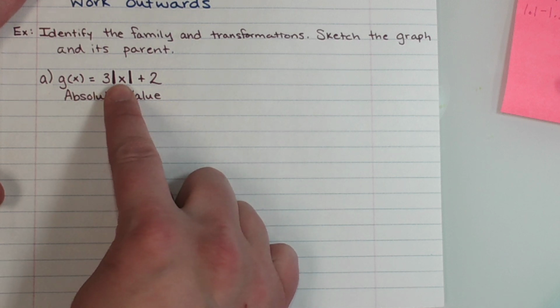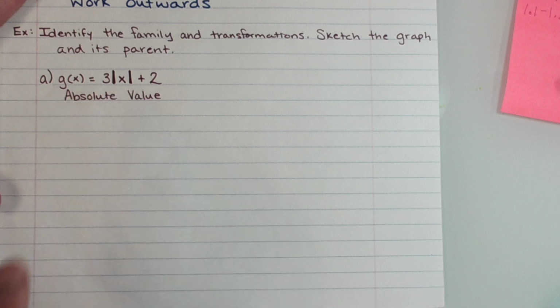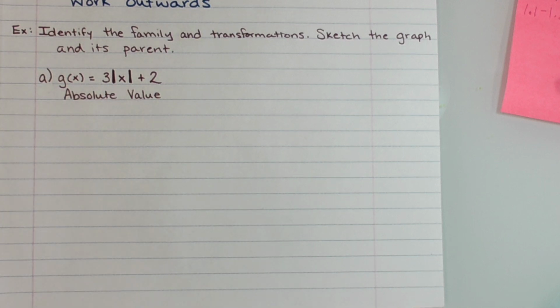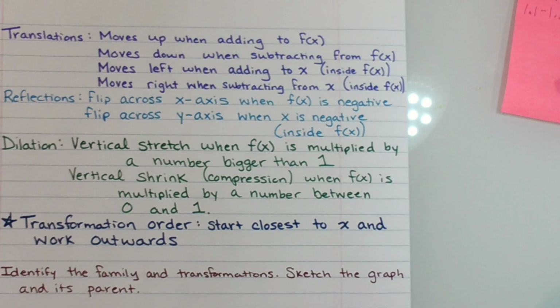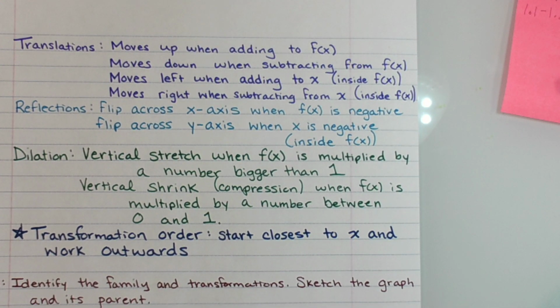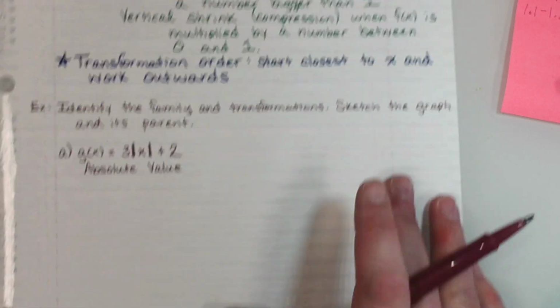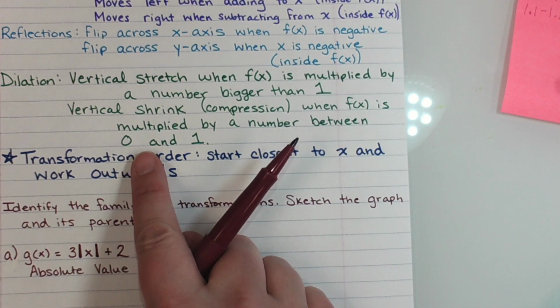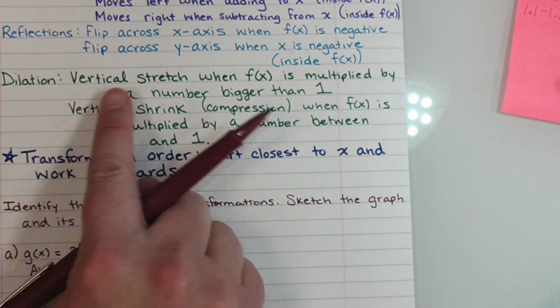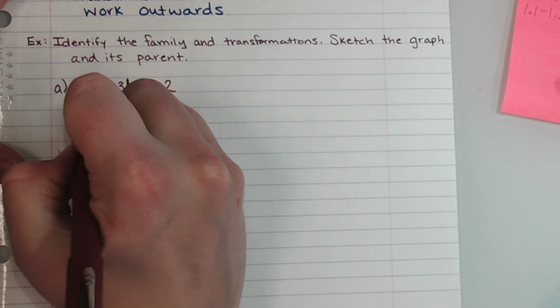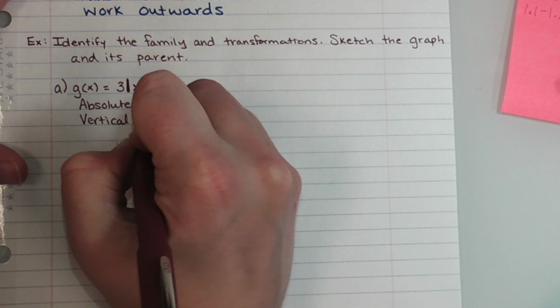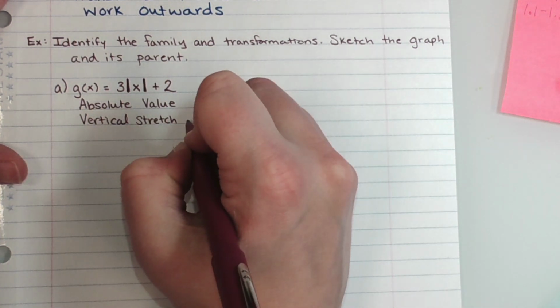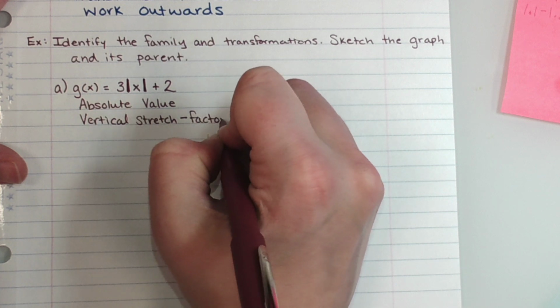Between the 3 and the absolute value of x, would you agree that there's a multiply? Okay, so we multiplied by something. When you multiply by something, are you doing a translation, a reflection, or a dilation? Which of these said multiply? Dilation. We multiplied by 3. Is that bigger than 1 or between 0 and 1? It's bigger than 1, which means we did a vertical stretch, specifically with a factor of 3.